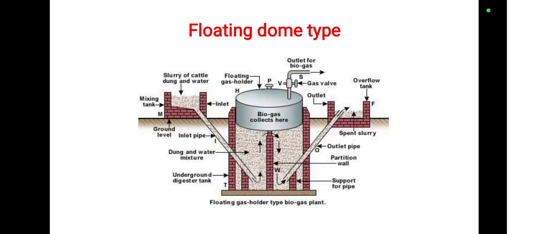The figure shows the inlet tank, outlet tank and the floating drum. The left side shows the mixing tank. In the mixing tank we mix cattle dung and water. The mixture of cattle dung and water is called slurry. Then the slurry passes through the inlet pipe into the digester chamber.